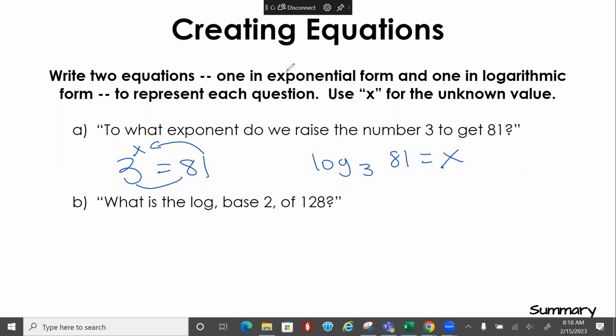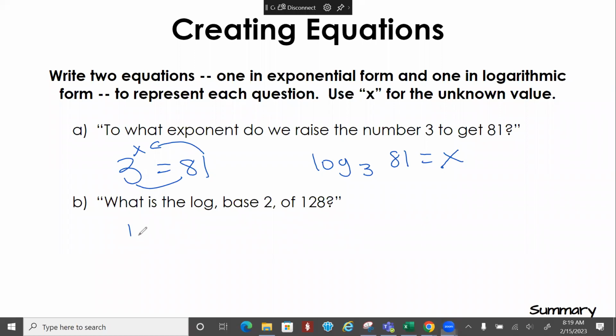Okay, can you try B? Can you write it in log form? Okay, so we've got log of base 2 of 128 equals x. How do I write this in exponential? Fantastic. Ta-da! Yay.